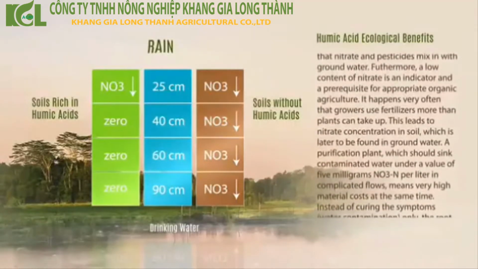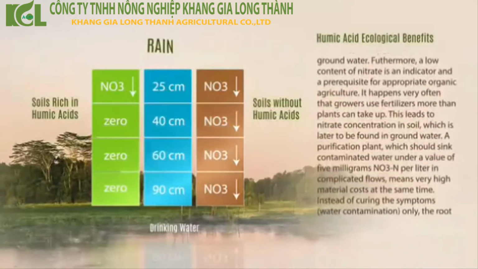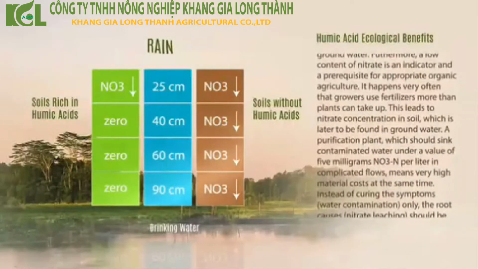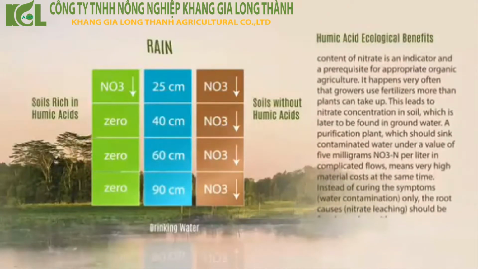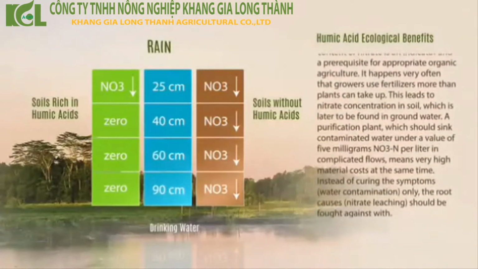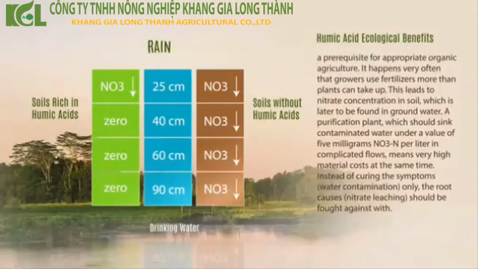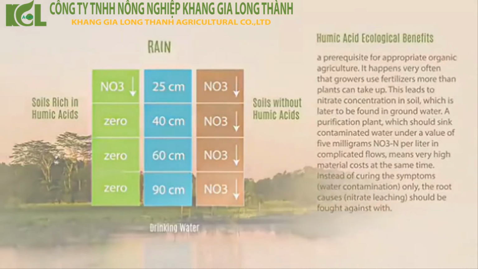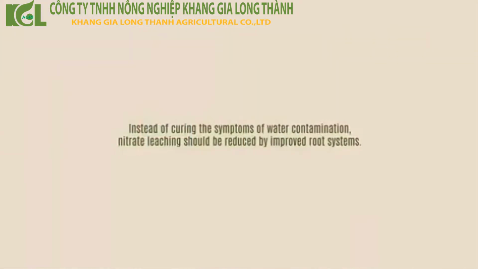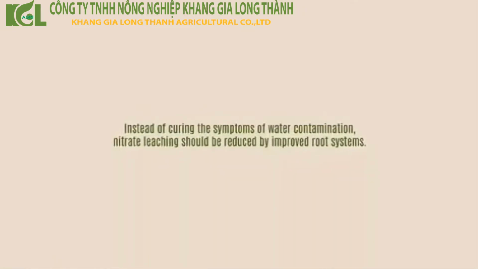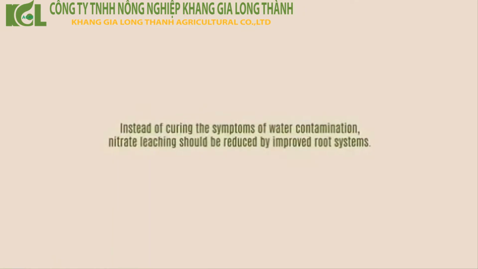It happens very often that growers use more fertilizer than plants can take up. This leads to nitrate concentration in soil, which is later to be found in groundwater. A purification plant, which should bring contaminated water under a value of 5 mg NO3-N per liter in complicated flows, means very high material costs at the same time. Instead of curing the symptoms, water contamination only, the root cause, nitrate leaching, should be fought against.